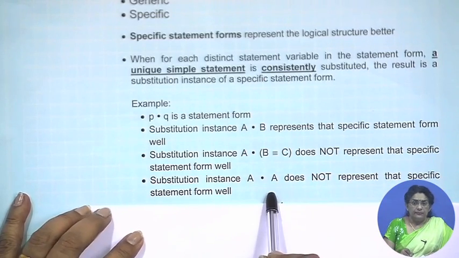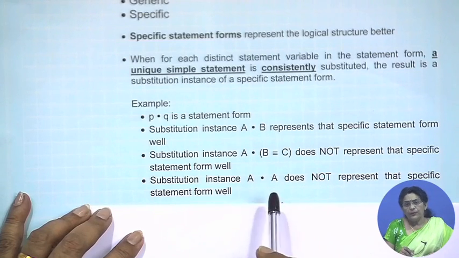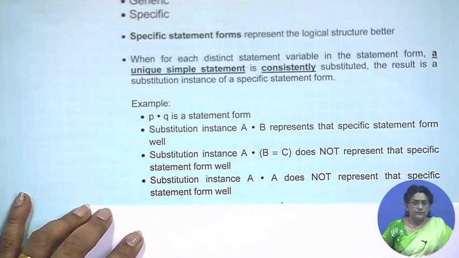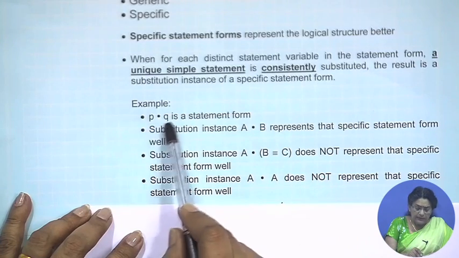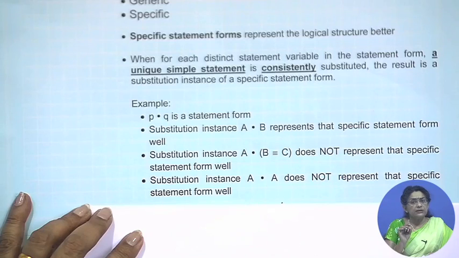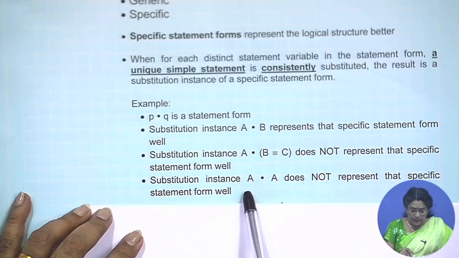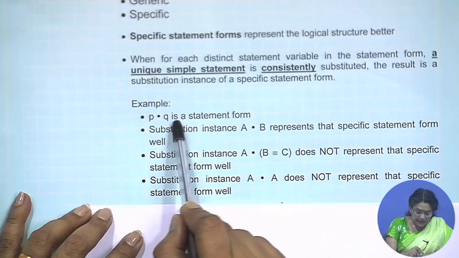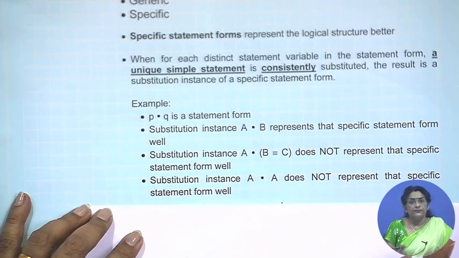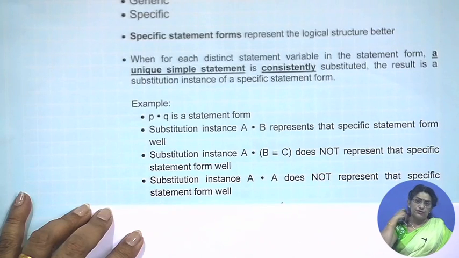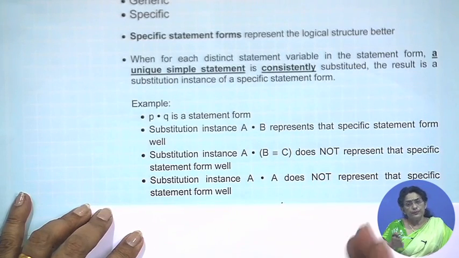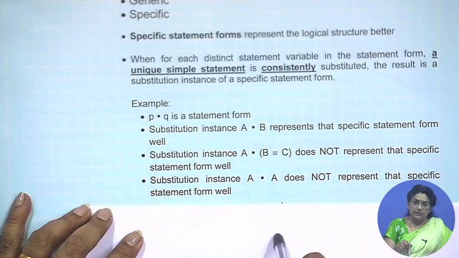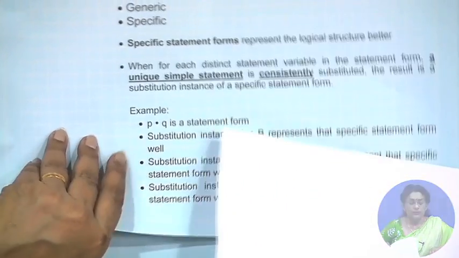Similarly, A dot A is not a proper specific form substitution. Why not? Because the variety that was present in P dot Q, P and Q, these are discrete, different statement variables, but when you replace them with the same constant, in a way you are playing with the form. You are distorting it, and this says something quite different. So, in a way you have changed the structure, by choosing to replace the distinct variables by the same constant, and that is not the nature of specific statement form. Hope this is going through well with you.